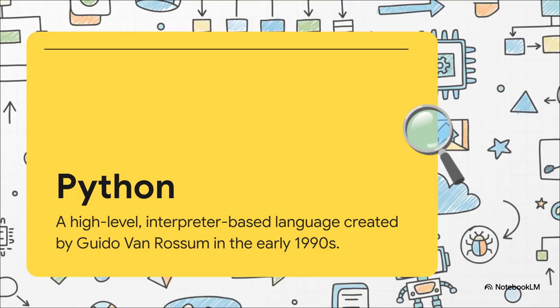So, a little backstory on Python. It was created back in the early 90s by a programmer named Guido van Rossum. And you'll hear it called a high-level language. All that means is that it's designed to be closer to human language, which makes it way easier for us to read and write than the super complex code the computer actually understands.